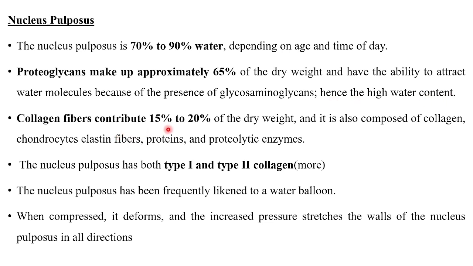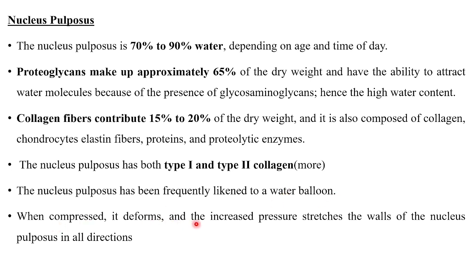Collagen fibers contribute about 15 to 20% of the dry weight, and it is also composed of chondrocytes, elastin fibers, proteins, and proteolytic enzymes. The nucleus pulposus has both type 1 and type 2 collagen, in which type 2 collagen is more abundant. The nucleus pulposus has frequently been likened to a water balloon. So it is almost like a water balloon.